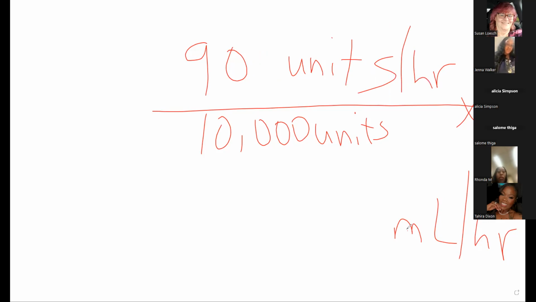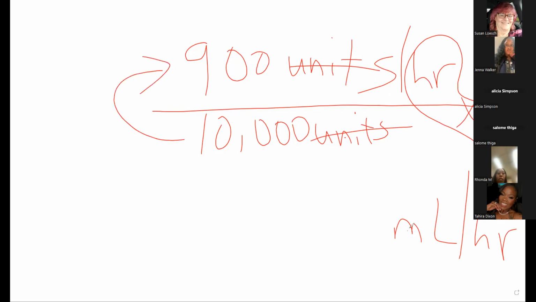500, right? Okay. So when you write it out like this, then you know, okay, I'm crossing out my units. That's going to leave me with mLs per hour. I have to be able to see that in my formula somewhere. And then the rest of it's just math. 10,000 is not going to go into 900, so this first number is going to be 0 point something. Then you multiply that times the 500. That's just basic little steps to keep you in line. Like, am I doing the math right?